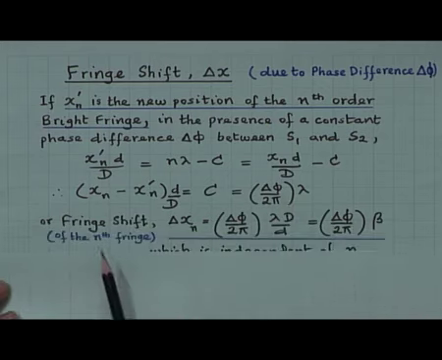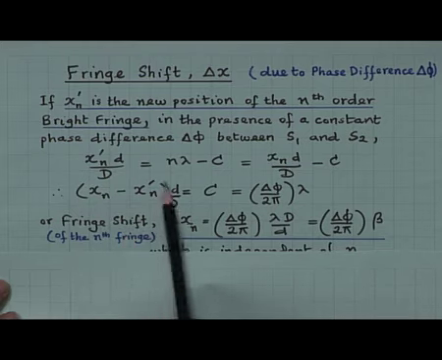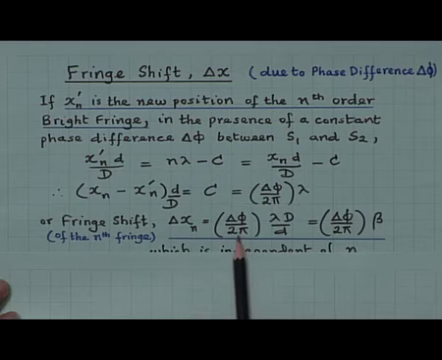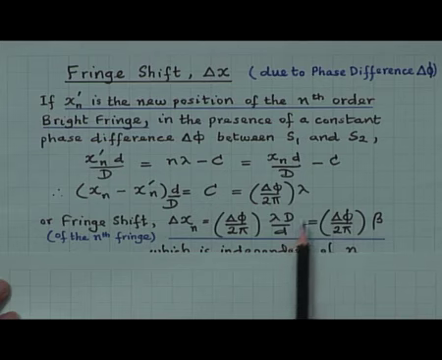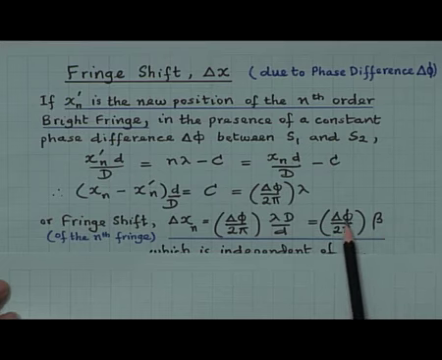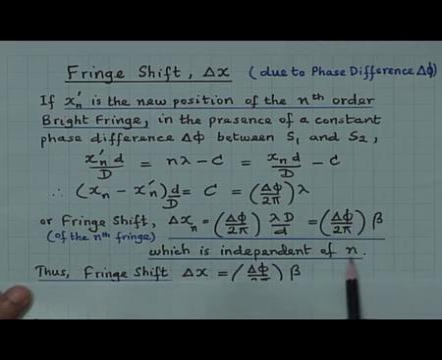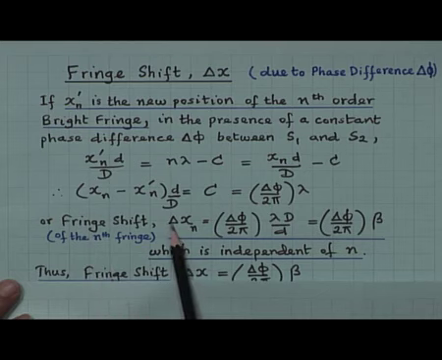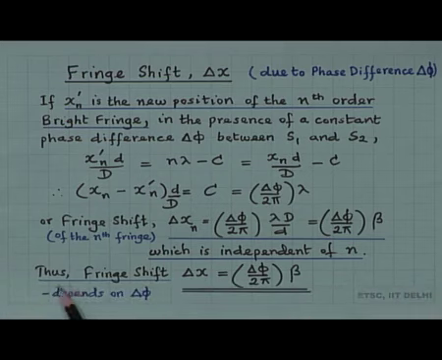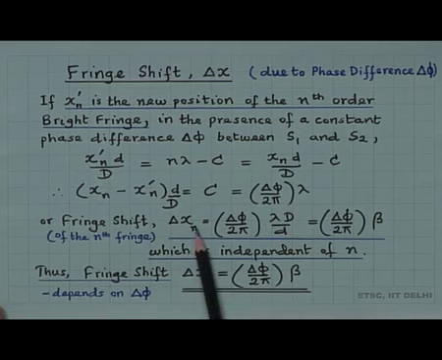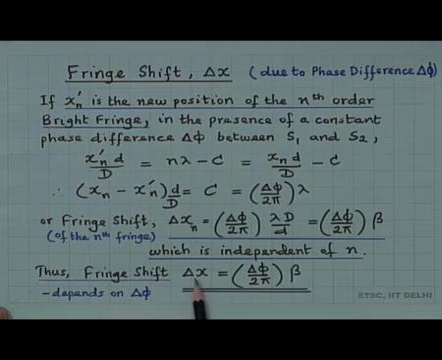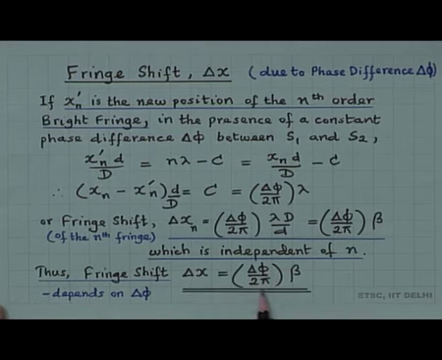or the fringe shift delta x n is equal to delta phi by 2 pi into lambda D by d, and lambda D by d is the fringe width, and we have seen that the fringe width does not change whether delta phi is 0 or a finite number. Therefore, we see that this side is independent of n, whether it is the first fringe or fourth fringe or fifth fringe, it does not matter. It simply says the fringe shift is given by delta phi by 2 pi into beta. What does this mean? This means that the fringe shift delta x, now I drop the n because it is independent of n, is equal to delta phi by 2 pi into beta.